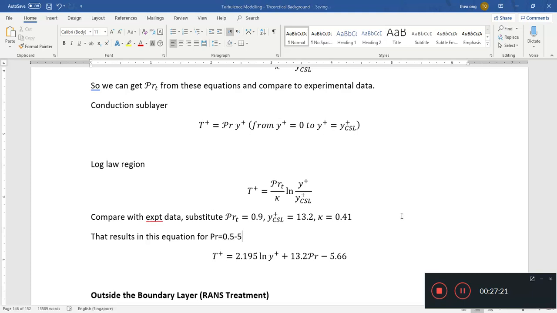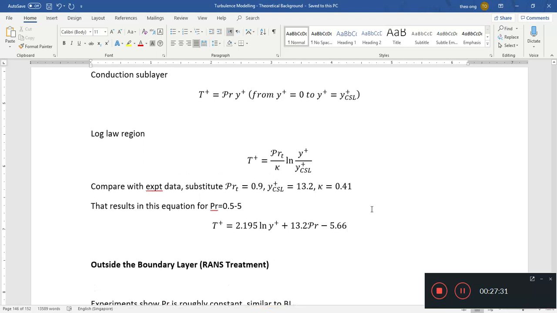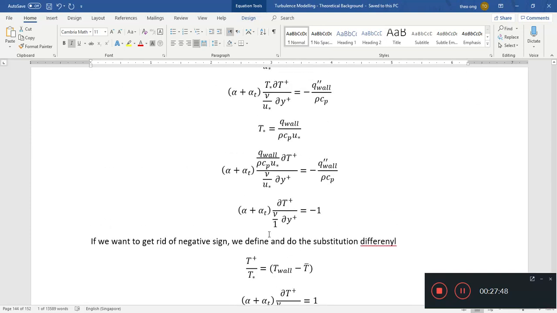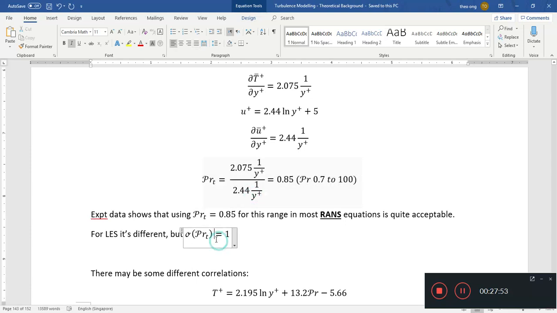So that's the theoretical background behind developing the Prandtl number for the sublayer region, the boundary layer region. This is how we get an estimate of Prandtl number equals 0.85, 0.9, what have you. Remember, when you differentiate, this 2.195 just comes out. You use that and do the same substitution here. You should get a Prandtl number of 0.9, because you have this 2.195 in the numerator. It should be bigger.